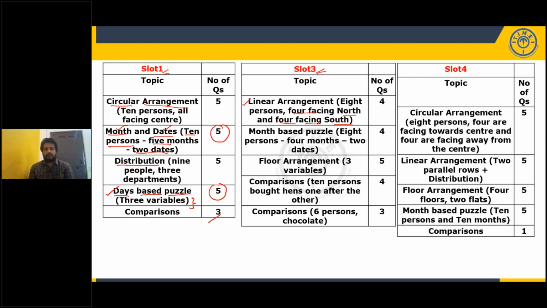4 are facing north, 4 are facing south, and we are lucky that they mentioned clearly 4 are facing north, 4 are facing south. If they hadn't mentioned this, it would be a higher level of difficulty. But it is okay. Compared to the previous years, it is slightly higher level of difficulty, and below this 4 questions are present. Now, this is the standard RRB PO prelims months based puzzle, 8 persons, 4 months and 2 dates. In previous slot 1, 10 persons, 5 months, 2 dates. This is slightly lower level of difficulty, but it is as usual, 4 months, 2 dates.